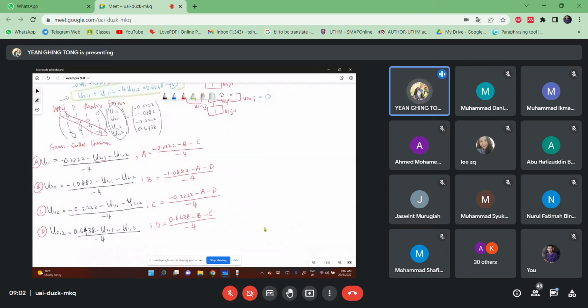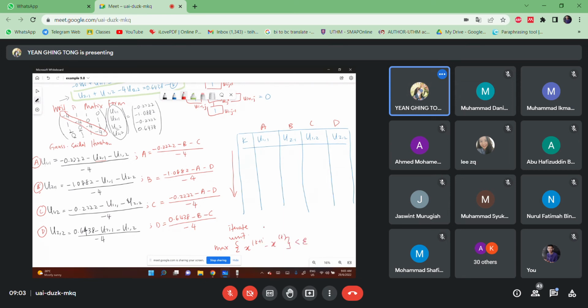For Gauss-Seidel iteration, you remember that we have to draw the table like this. Start from k. So this is U11, U21, U12, U22. So this is A, B, C, D. We have to do the iteration until the maximum of x(k+1) minus x(k) is less than epsilon. So we check the lower row minus the upper row. If the difference is less than 0.0005, then we can stop.